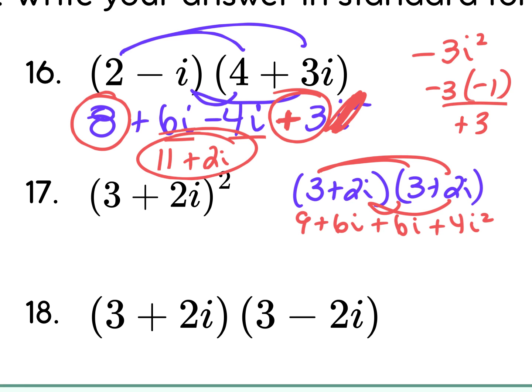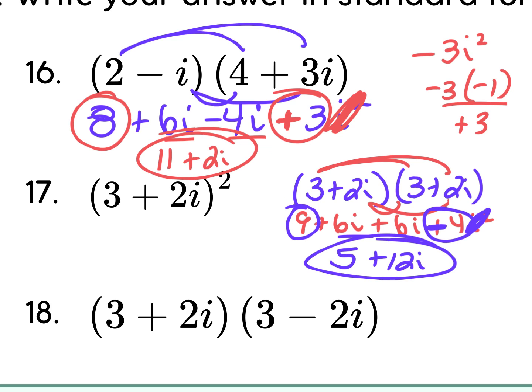As soon as you see that i squared, what do we do? We're going to cross it off and change the sign in front. So now I have 2 real numbers that I can combine. What is 9 minus 4? 5. And then what's 6i plus 6i? There you go. Perfect. What do you guys notice about 18? It's the same thing, but plus or minus, right?